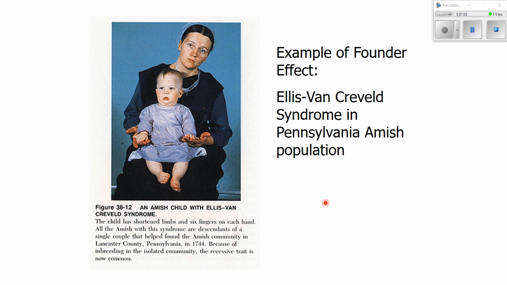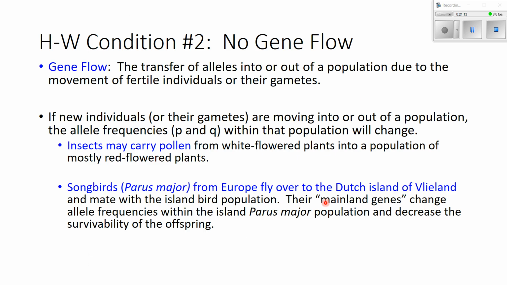So a great example of the founder effect, where allele frequencies can be radically different just because the population size is small. The second Hardy-Weinberg condition was that there must be no gene flow. There must be no alleles moving into or out of the population due to migration, due to the movement of fertile individuals or their gametes.